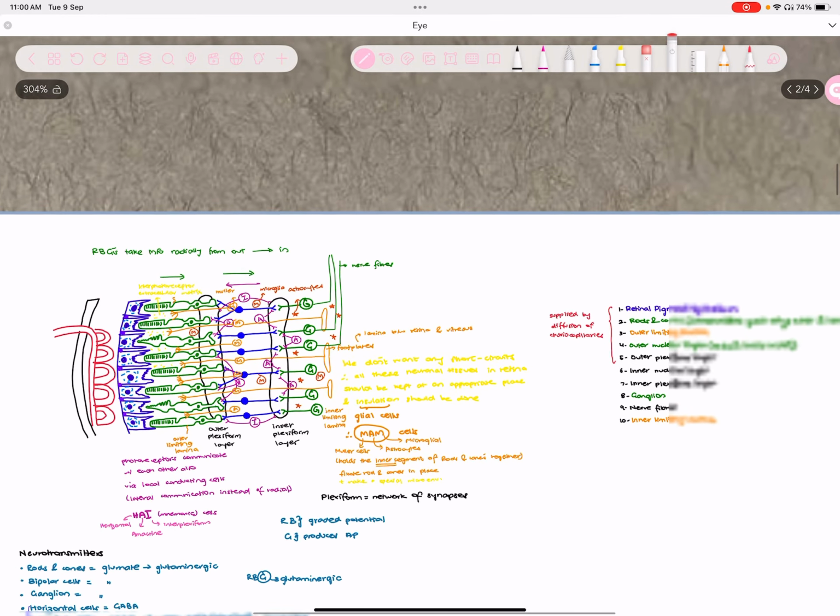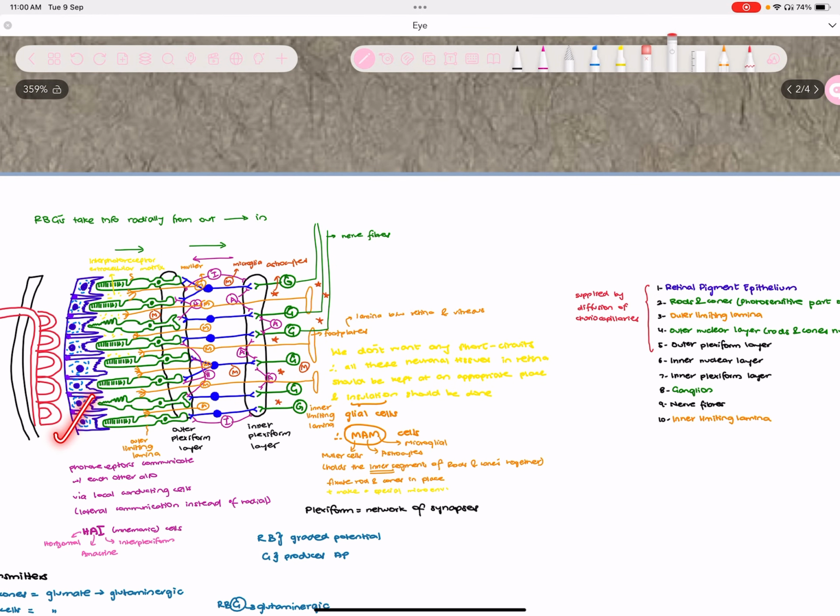So these are the 10 layers: retinal pigment epithelium, then the photoreceptor part, photosensitive part of rods and cones, which is the outer segment, then the inner segment. There we have Muller cells forming outer limiting lamina. Then you have outer nuclear layer, outer plexiform layer, inner nuclear layer, inner plexiform layer, ganglion, nerve fibers, and you have inner limiting lamina. So those are the 10 layers of the retina.